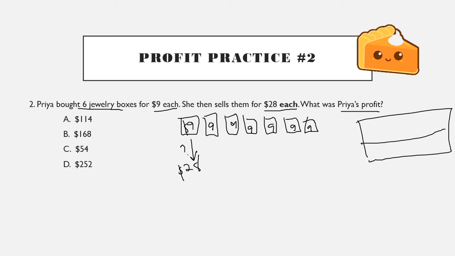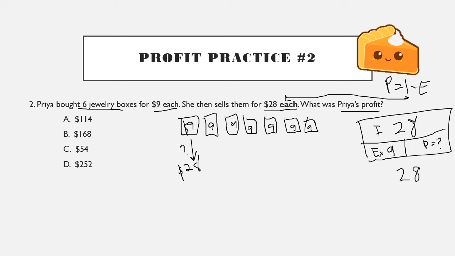If I have a part whole for each jewelry box, the profit, remember, profit equals income minus expenses. The total profit is a part. That's what we're solving for. P equals question mark. How much income did she receive for one jewelry box? She got $28 each. So the income is $28. How much were her expenses for each jewelry box? She spent $9 on each. So what's that difference? If we're finding a difference, that means we need to subtract.